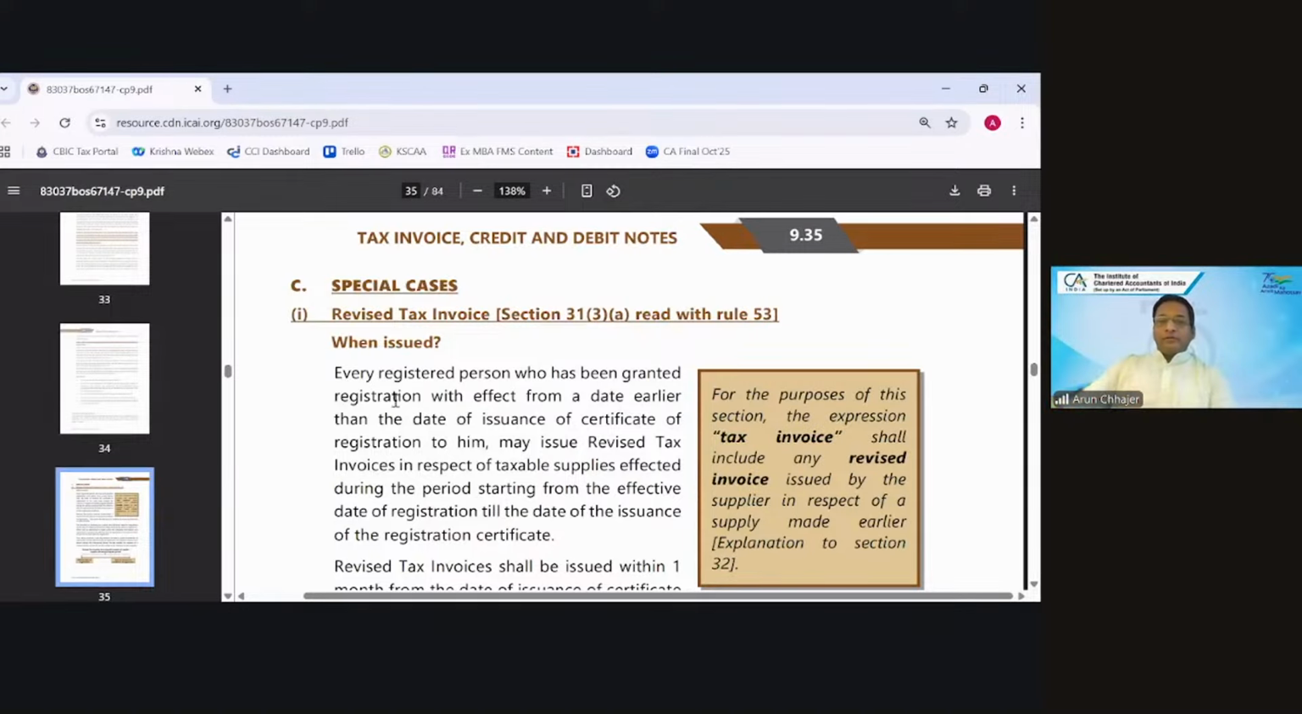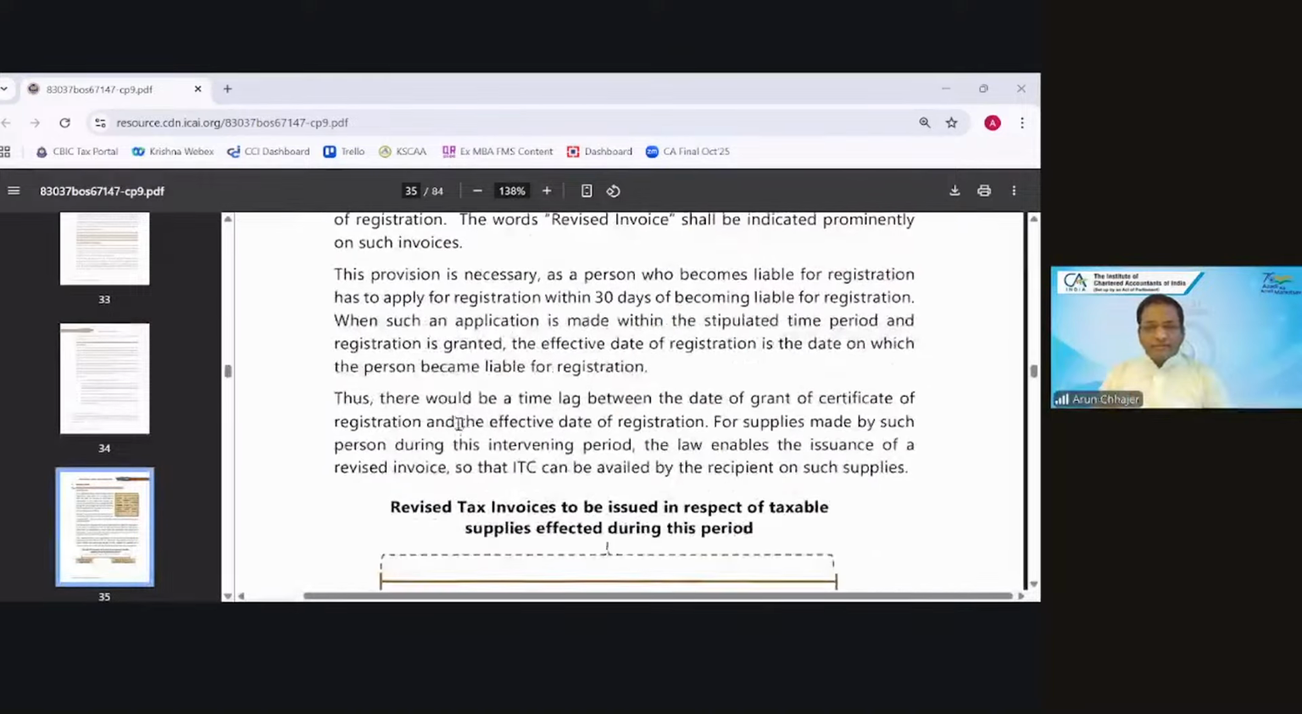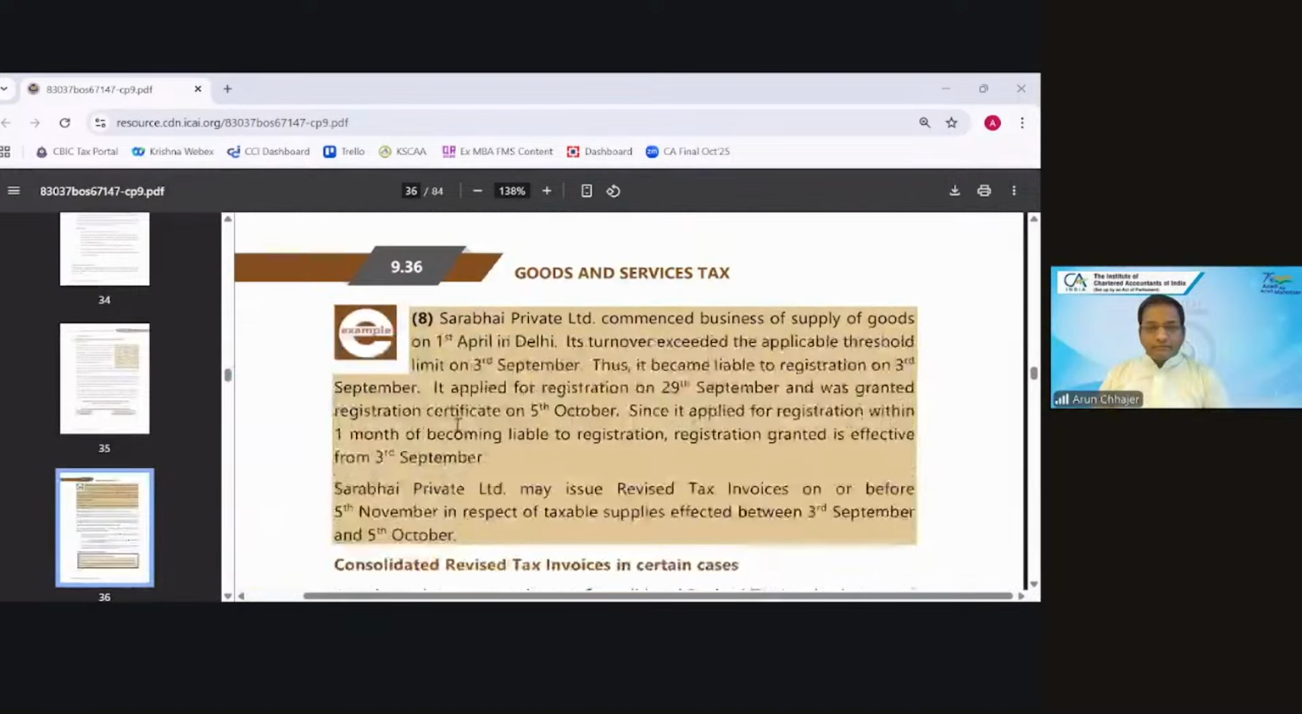Now we are talking about... any question? Correct. SEZ and government not here and OIDAR is extra. Absolutely correct. Now let's talk about Rule 53. So that we have discussed.